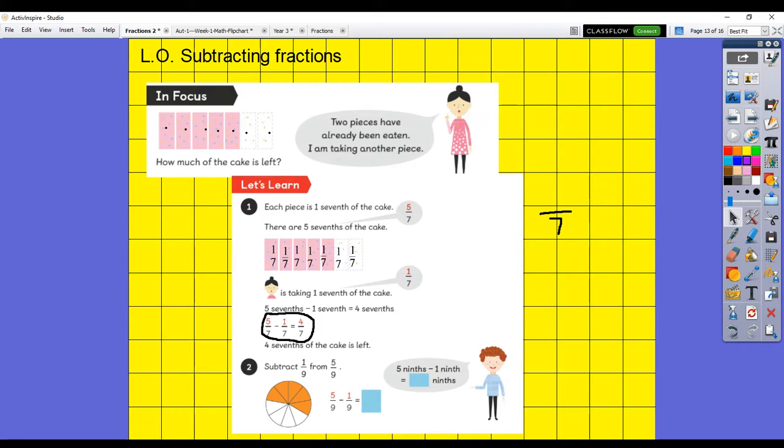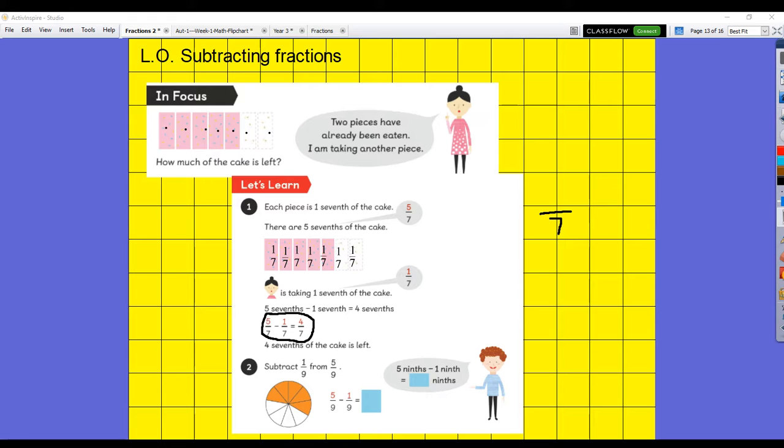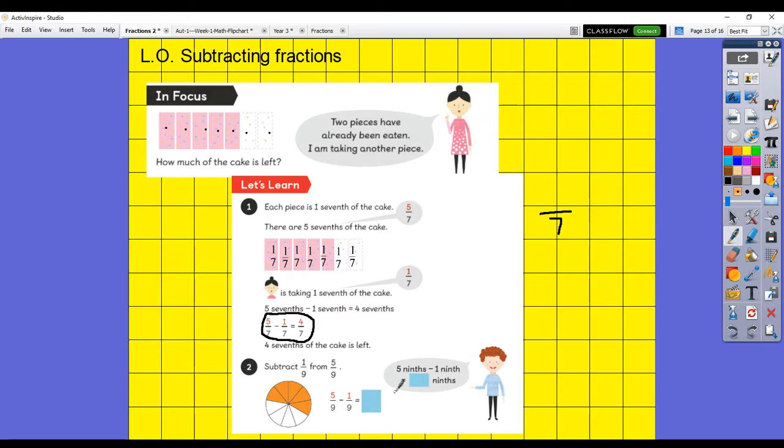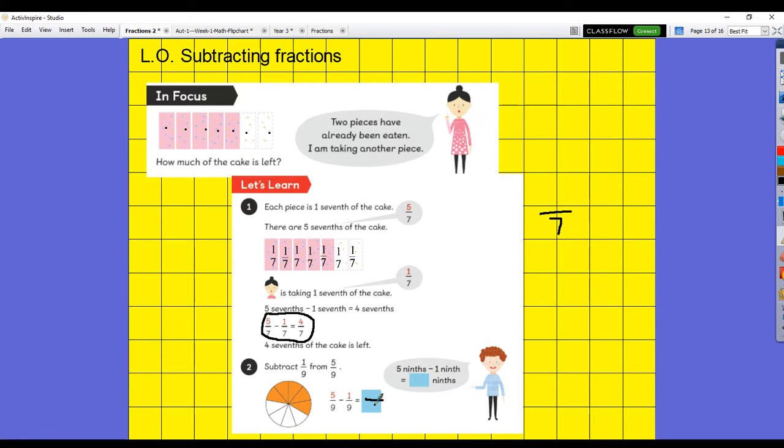Okay, so our next question says subtract 1/9 from 5/9. So my first question to you is how many parts has our circle been split into? Instead of having to count it all, we know just by looking at the denominator in the fraction, it's been split into 9 parts, okay? And if we're subtracting 1/9 from 5/9, our calculation is going to be 5/9 take away 1/9, okay? So we know our denominator is always going to be 9.